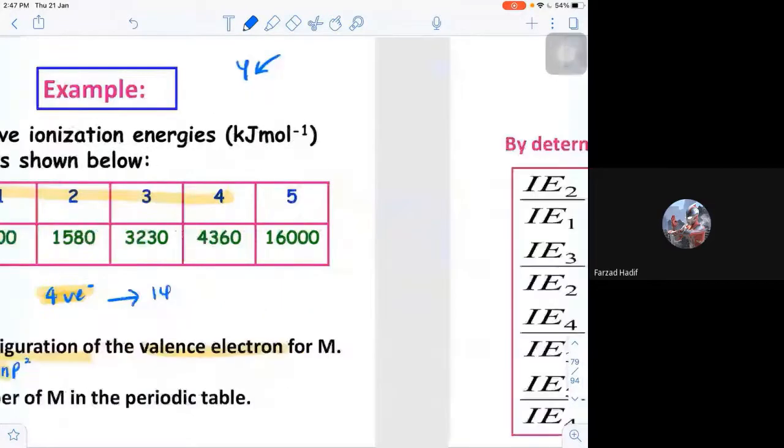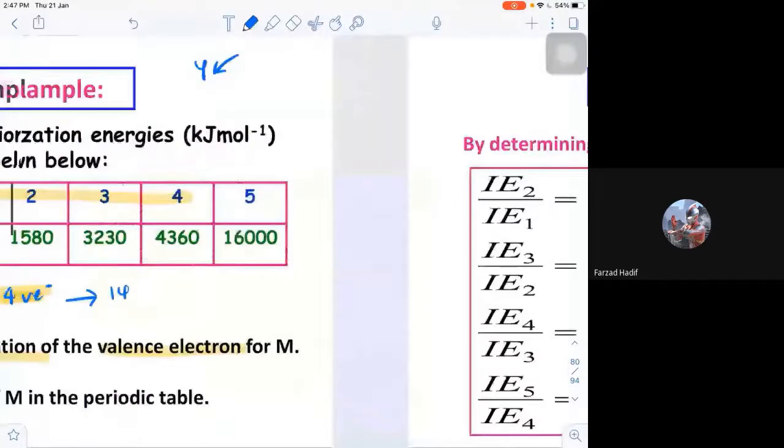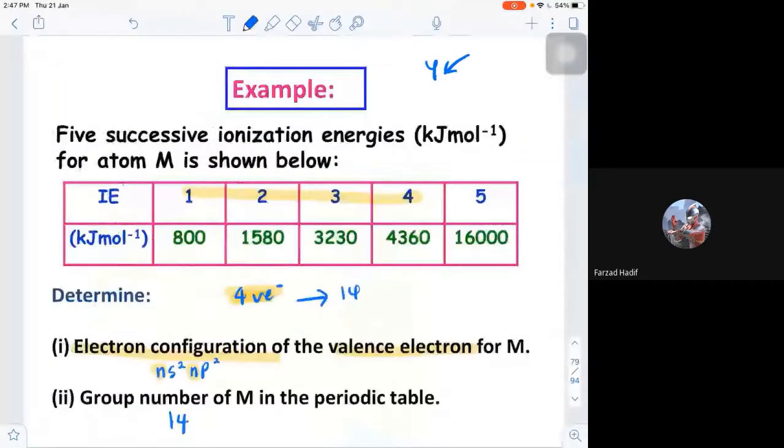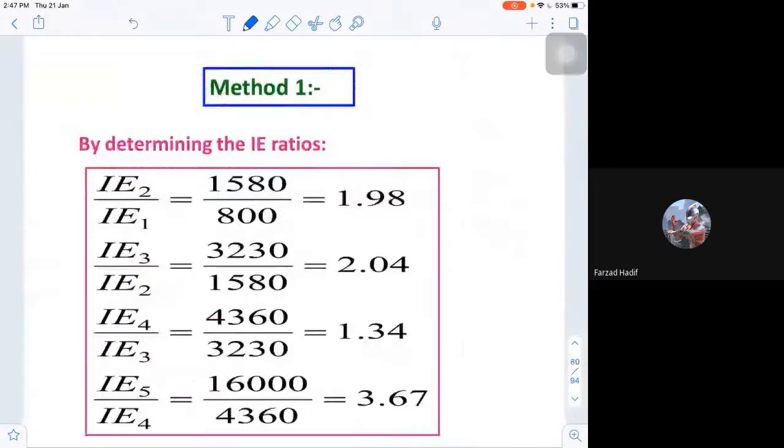Okay, let's look at another example, but before that, this is the second method. When we look at the values, we cannot observe where the big jump is. Sometimes the values seem to have 2 jumps. So how do we solve that if you are not sure? Then we have to calculate the IE ratio: the second IE divided by the first IE, which is the ratio between second and first.